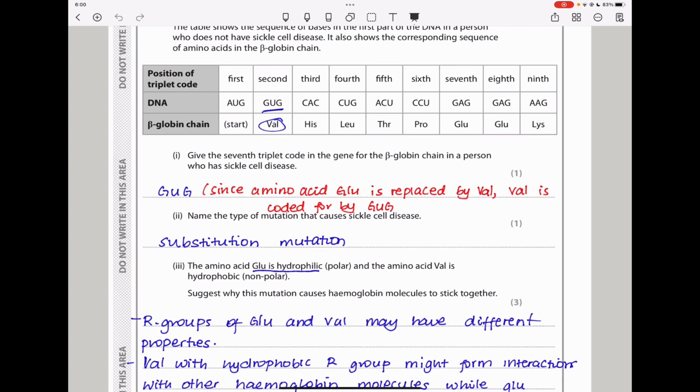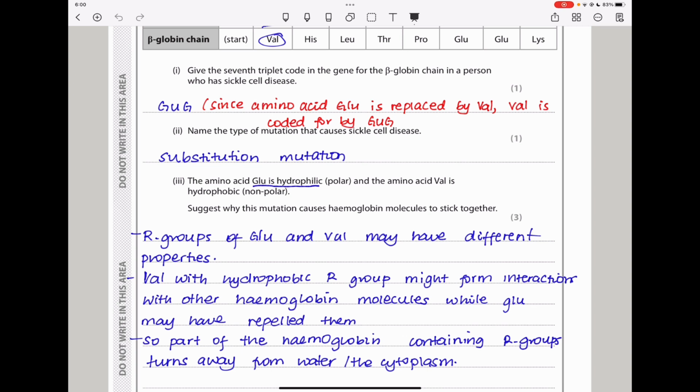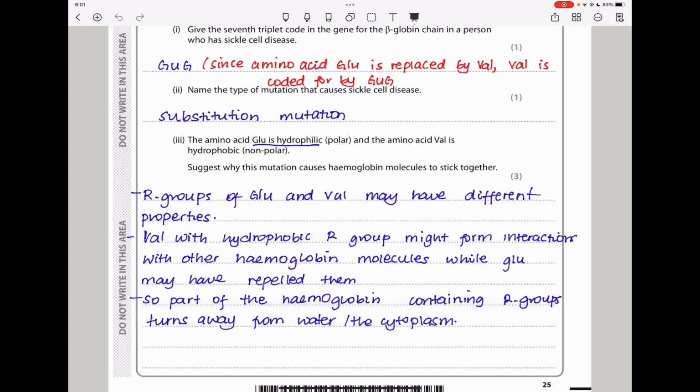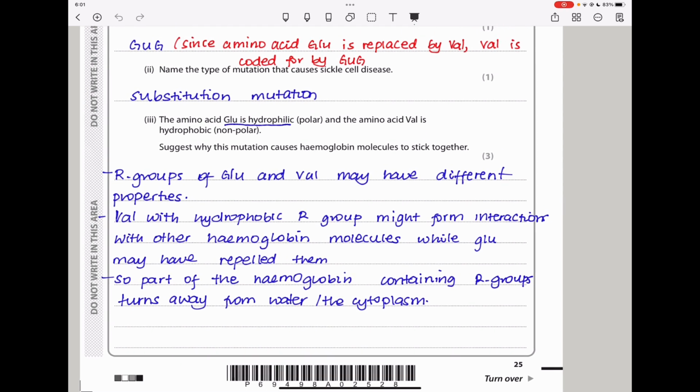Next they say the amino acid GLU is hydrophilic, meaning polar, and the amino acid VAL is hydrophobic, meaning nonpolar. Suggest why this mutation causes hemoglobin molecules to stick together. Remember they talked about polarity of GLU and the non-polarity of VAL. So I said the R groups of GLU and VAL may have different properties. VAL with hydrophobic R groups might form interactions with other hemoglobin molecules, while GLU may have repelled them. So part of the hemoglobin containing R groups turn away from the cytoplasm, and this could cause them to stick together. Moving on.